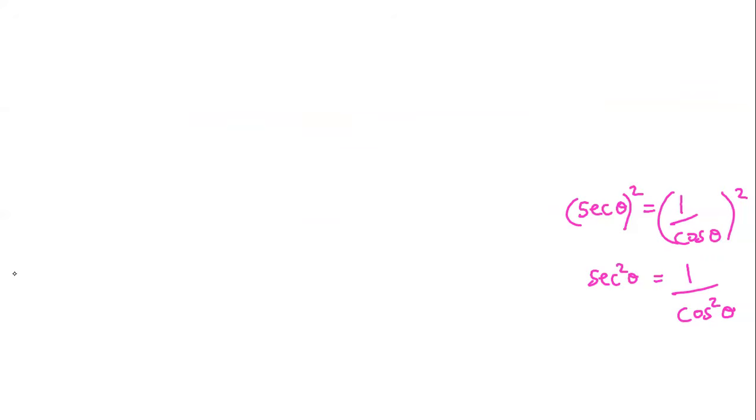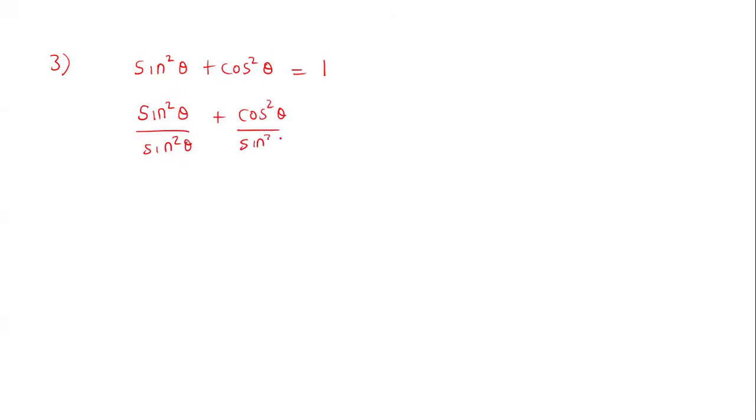Identity number 3. Now, still from our start, we say that when you have sine squared theta plus cos squared theta, this one is equal to 1. Now, what about when we divide by sine squared? What shall we have? So, in case I divide by sine squared theta, I'll have sine squared theta divided by sine squared theta, plus cos squared theta divided by sine squared theta, is equal to 1 divided by sine squared theta.